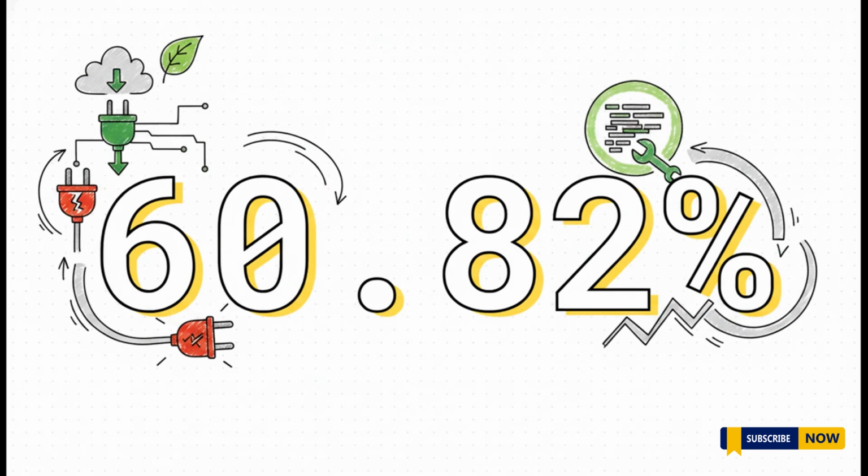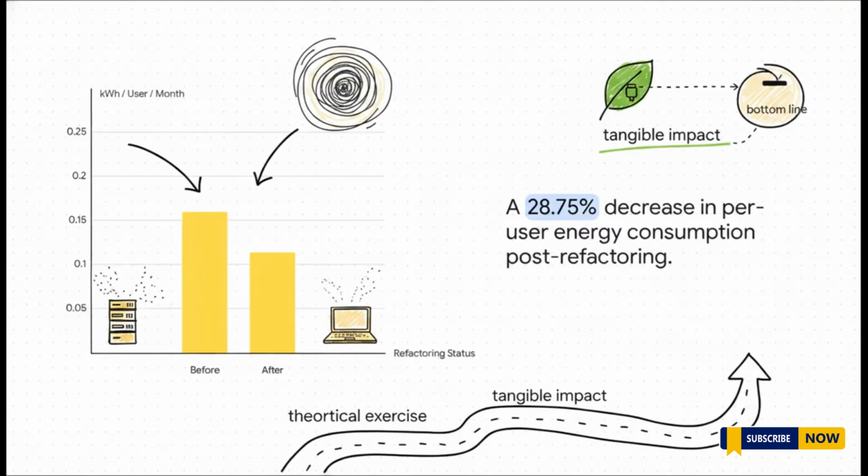The results were seriously impressive. After they refactored the code, that same automated tool found over 60% fewer energy inefficiencies in the code base. Now this is a huge deal. It proves that these energy-wasting patterns in our code aren't just some vague concept. They are identifiable and, more importantly, they are totally fixable. But check this out, because this is the number that really matters.